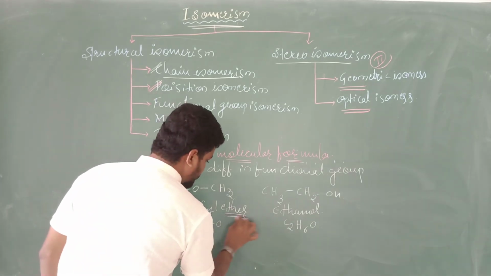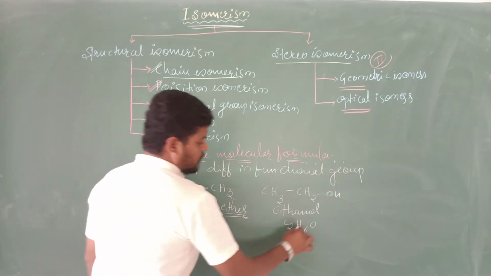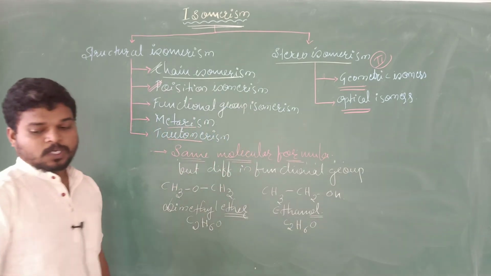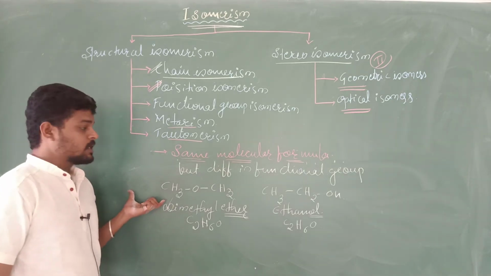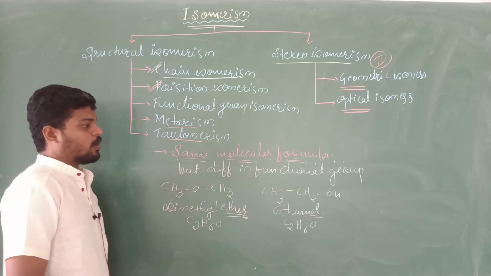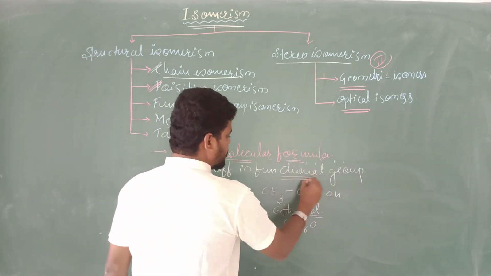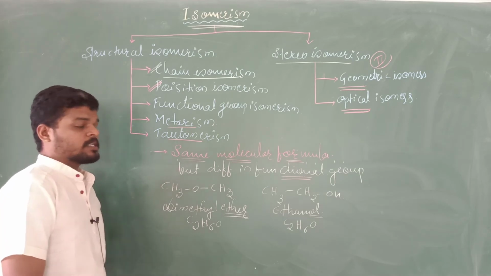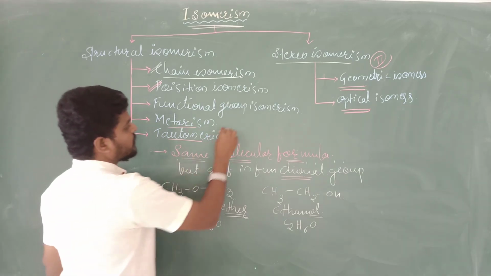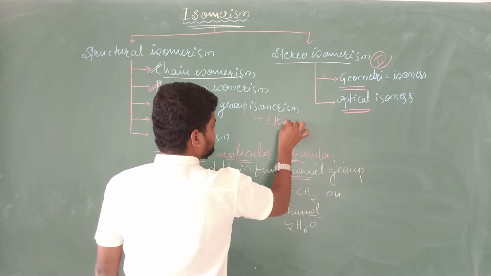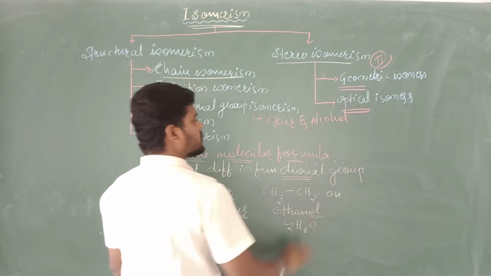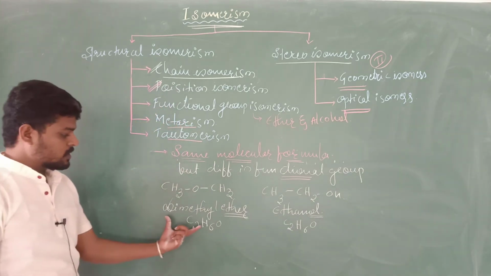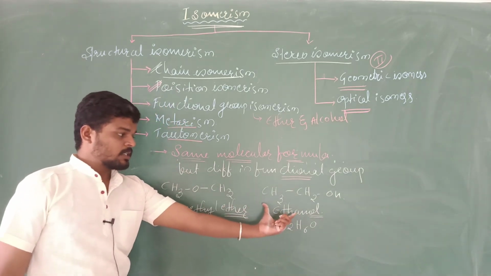On one side the functional group is ether, and on the other side the functional group is alcohol. When different functional groups come like this, they are called functional isomers. That is, compounds having the same molecular formula but differing in the functional group are called functional isomers. So ethers and alcohols are said to be functional isomers.